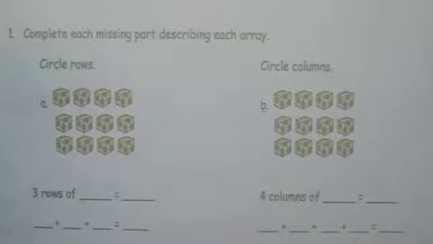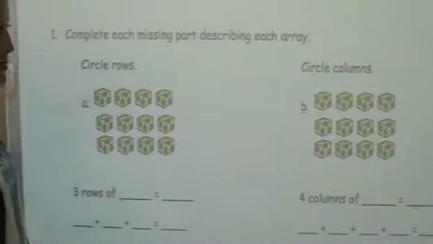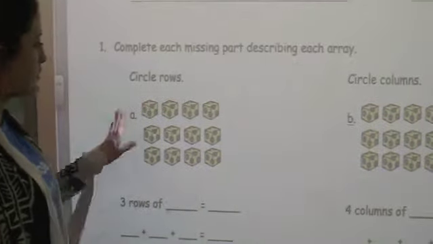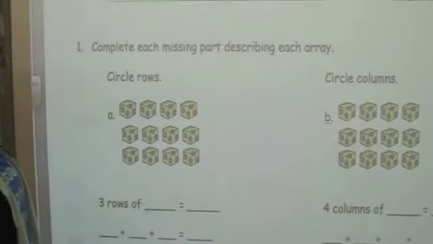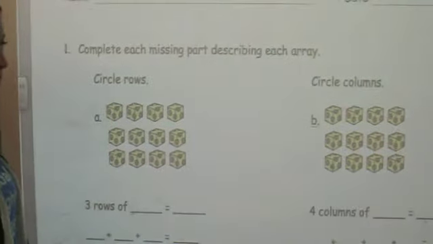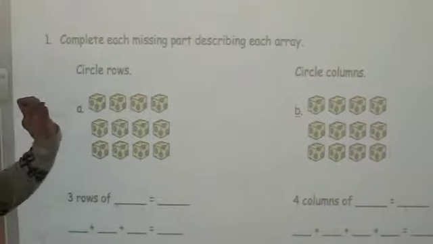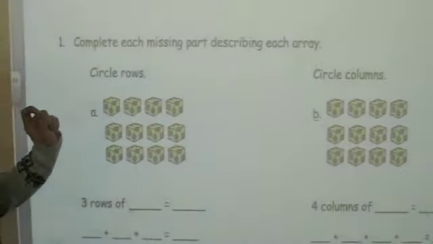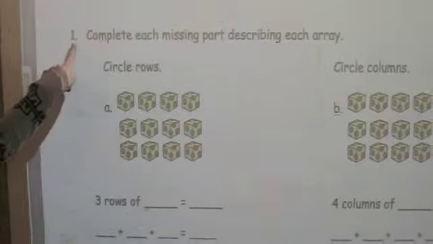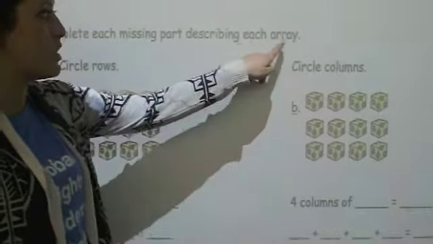Boys and girls, today we're just going to do a review of what we learned yesterday and have a little bit more practice on it. So we're going to do a practice sheet, counting our rows and doing a repeated addition for these arrays up here. Number one, remember you need to read the directions first, especially when you're doing your problem set with your partners. Number one says to complete each missing part describing each array.